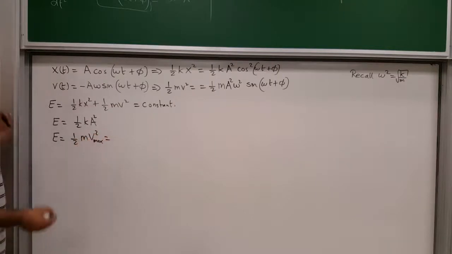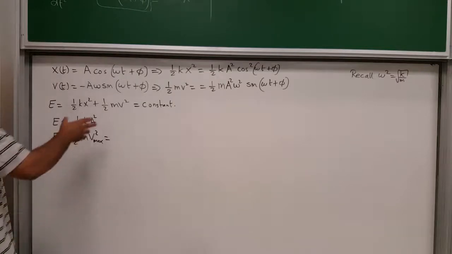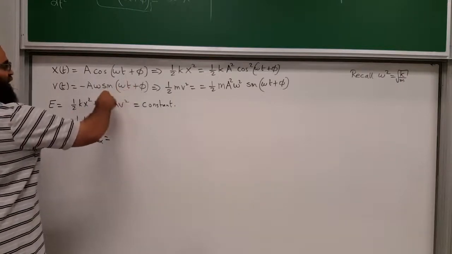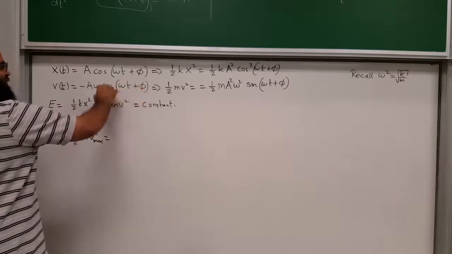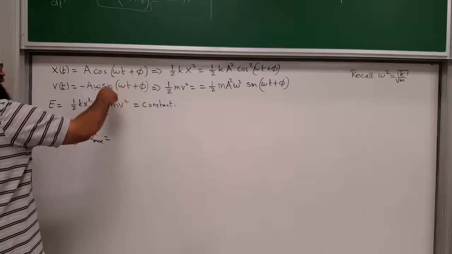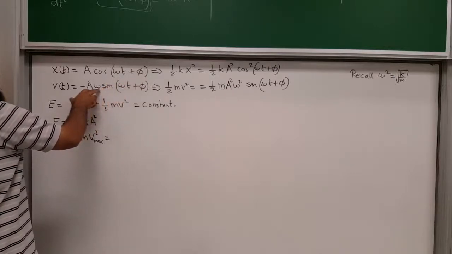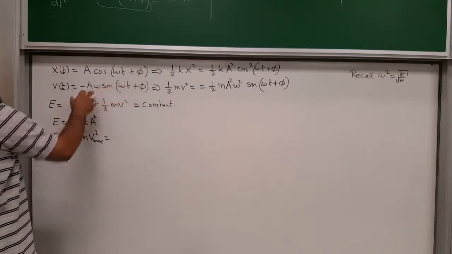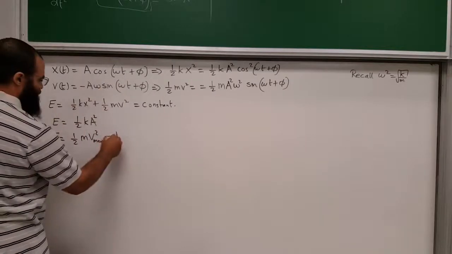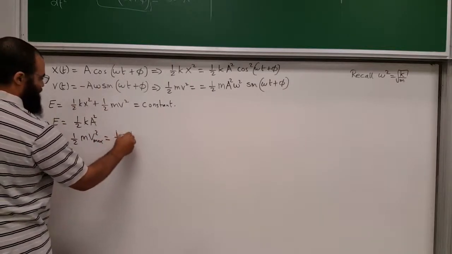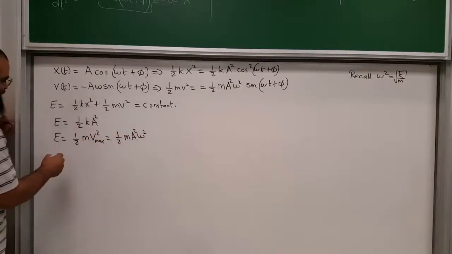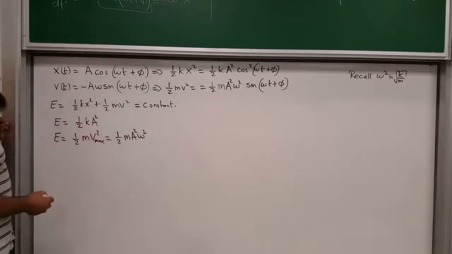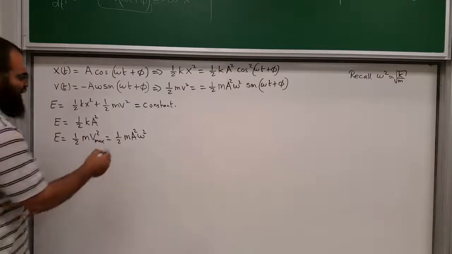But what is v maximum? What's the maximum speed? The sine is a function that oscillates between +1 and -1. So the speed is maximum when this is either plus or minus 1. So the maximum speed is just the front here. That's the maximum. It's A omega. So it would be 1/2 m A squared omega squared. And these two are supposed to be equal to each other. And they are.